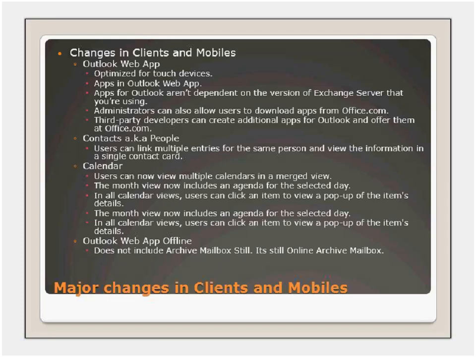Say you are a developer and you want to make an app that runs on Outlook Web App; you can do it. Not only that, you can go to office.com and download the app. As an administrator, you can decide whether users can download apps or whether you want to restrict that. Third-party developers can also create something and put it on office.com. They also changed Contacts; the name is changed to People.